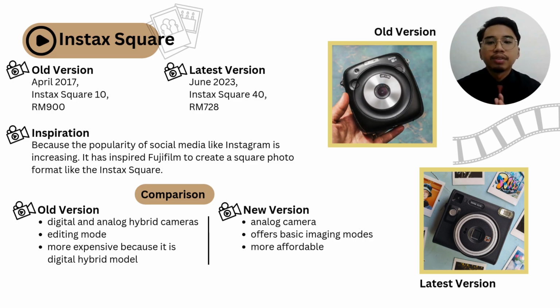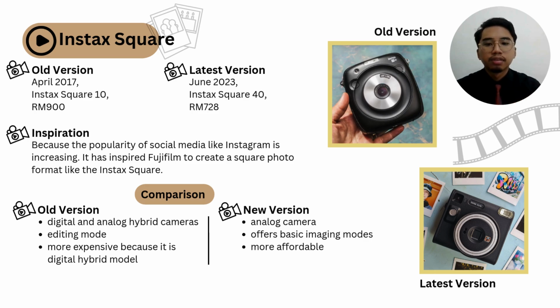Let's go to the inspiration. How did they get the idea to build this camera? The inspiration is that Fujifilm made this camera because the popularity of social media like Instagram is increasing. Because of that, it inspired Fujifilm to create a square photo format like the Instax Square.